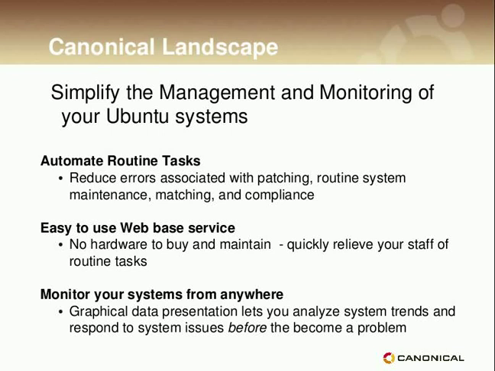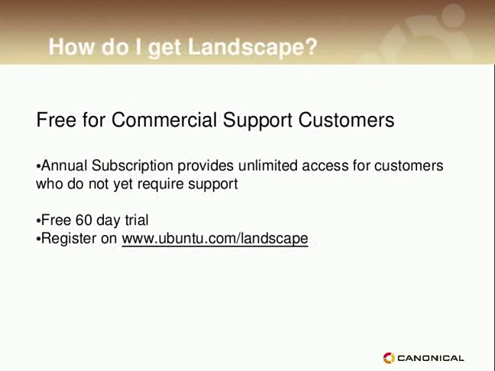How do you get Landscape? Landscape today is free for commercial support customers of Canonical. It's also available for customers who do not yet require support, and you can get an annual subscription to Landscape. You can register today at www.ubuntu.com/landscape for a free 60-day trial, and you can also go to that URL to get more detailed information on Landscape, read white papers, and take a tour of the product that's a little more extensive than this short webinar.